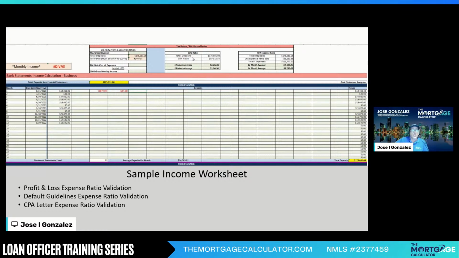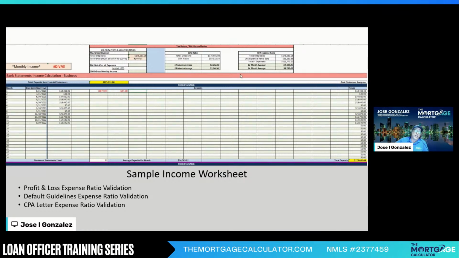So if we go here with the 50% default ratio, our 12-month average income is 7,292.97. If we go with the CPA letter, for example, and the CPA letter says the expense ratio is 35%, we're going to get more income, because we've got 65% profit. So now our income is $9,480.85. Our income went up because now we're at 65%.